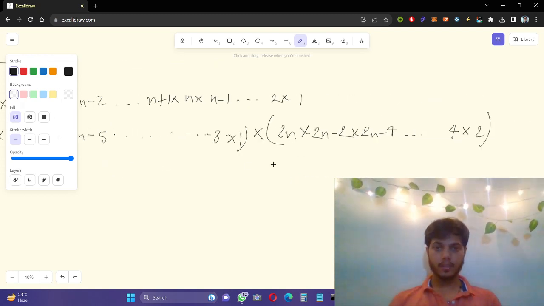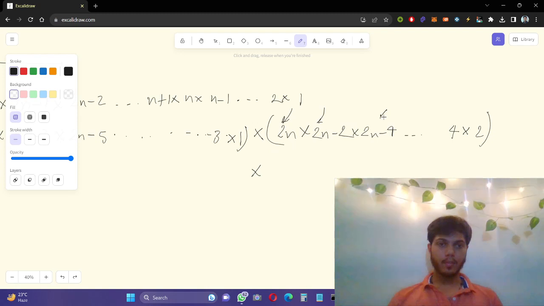Okay, let's simplify this one. I'm picking all the twos out. So picking out a two from here, then from here, then from here. From all of these terms, I'm removing a two. So here, here, here, how many twos can be coming out? 2 to the power n. This is the accumulation of all the twos coming out of this ladder.